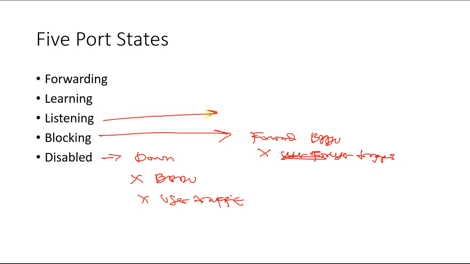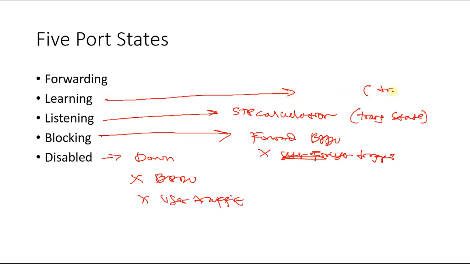In the listening state, all ports are in the listening state when STP calculation is being implemented to determine port roles. In the listening state, the STP calculation happens. We can also say this is a transitional state. The next is learning. Learning is also a transitional state. So in STP there are two transitional states: listening and learning.